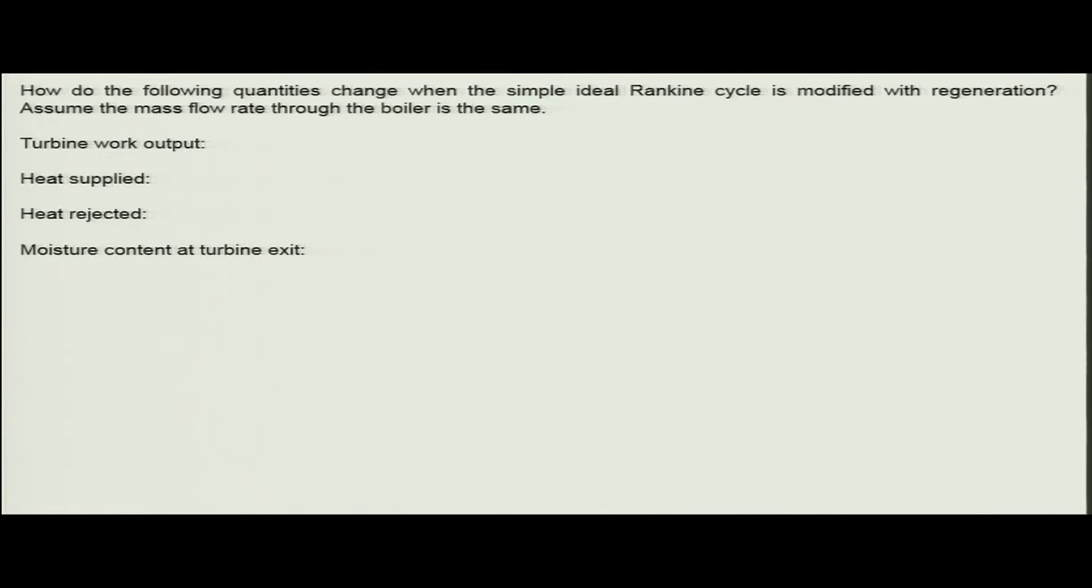Okay. So, this brings us to the next problem. Here first we will discuss how the following quantities change when the simple ideal Rankine cycle is modified with regeneration. Here we have to assume the mass flow rate through the boiler is the same. So, I will basically draw an ideal Rankine cycle with regeneration, and then we can try to answer this.